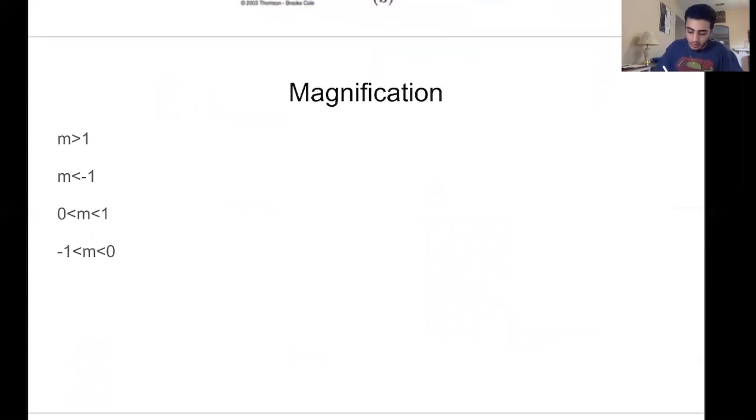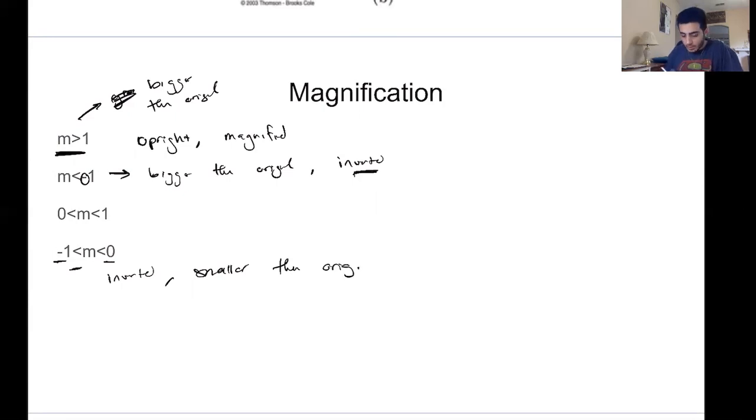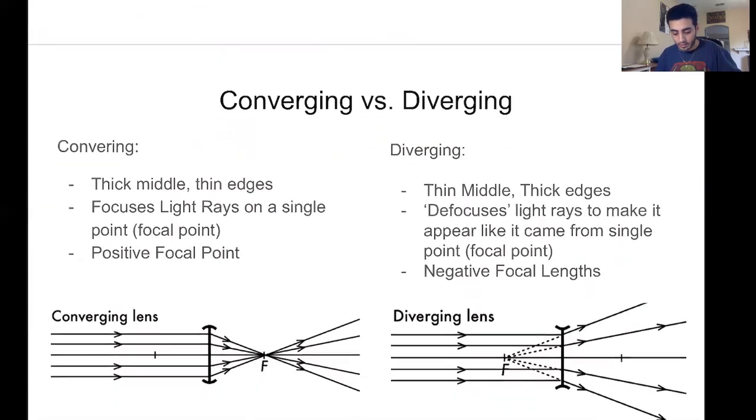So we know that if m is greater than 1, if the magnification is greater than 1, this is upright and it's magnified. So this is going to be bigger than the original. Since m is less than -1, this will also be bigger than the original, but it will be inverted because it's a negative. And we can apply these same rules to this. Negative, so it's inverted, but it's between 0 and -1, so it'll be smaller than original. Be familiar with this type of terminology because it will be used later. You'll see it later in these slides.